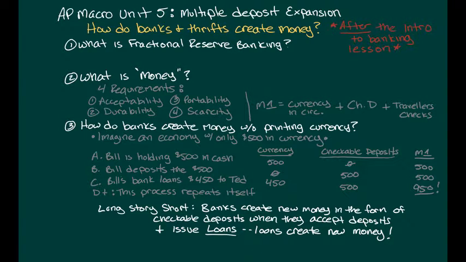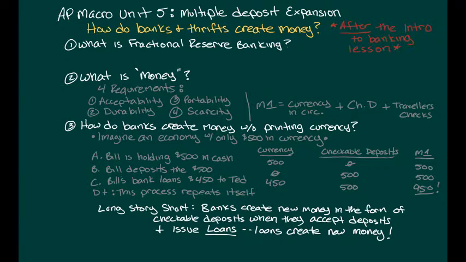So in order to understand how banks and thrifts create money, we're going to create a scenario where we pretend that we have an economy that only has $500 total in currency. At the beginning of our scenario, that currency is in the hands of a gentleman named Bill. So Bill is currently sitting around in scenario A with $500 in cash. Given that M1 money is currency in circulation plus checkable deposits, that means this economy has $500 in currency in circulation because it's in Bill's hands, and $0 in checkable deposits, giving us a total value of M1 of $500.